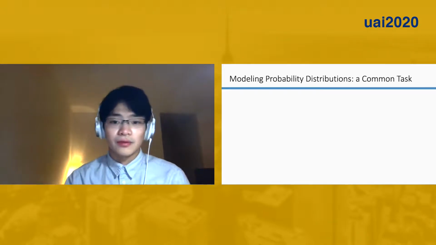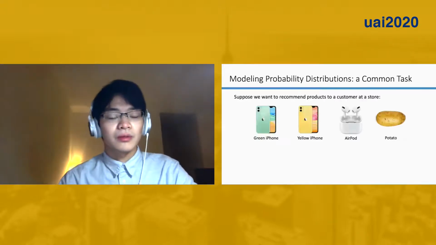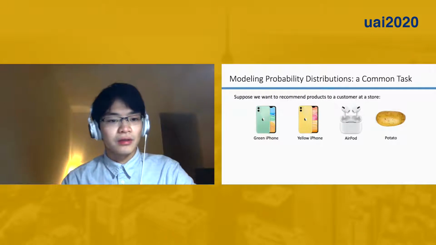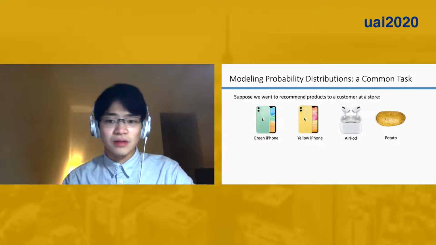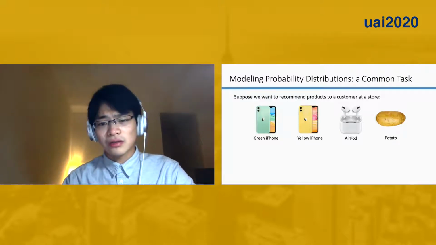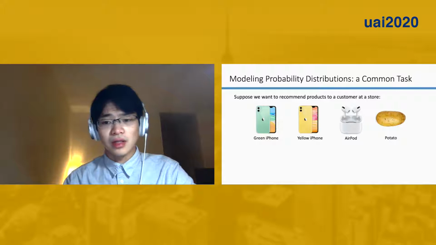Let's start with a motivating example. Suppose we want to recommend products to a customer at a store. We have a green iPhone, a yellow iPhone, an AirPod, and a potato. Given that a customer has just bought a green iPhone, instead of recommending a yellow iPhone or a potato to the customer, we would like to recommend an AirPod.